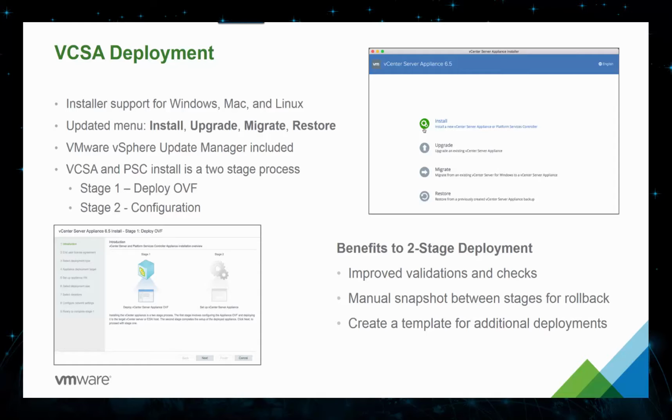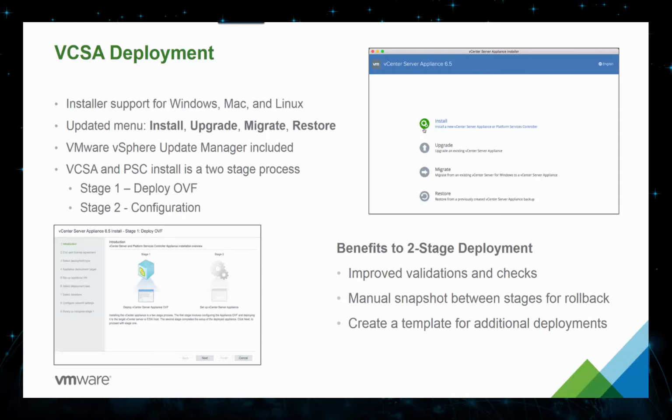The Stage 2 deployment has a number of benefits. First, improved validations let customers deploy with confidence. Once the Stage 1 is complete, customers can also now take a snapshot of the VM and roll back if any mistakes are made in Stage 2. So again, making the deployment much simpler and easier to recover from an error, not having to start from scratch. So once you deploy Stage 1, you go ahead and take a snapshot, and then you do Stage 2.